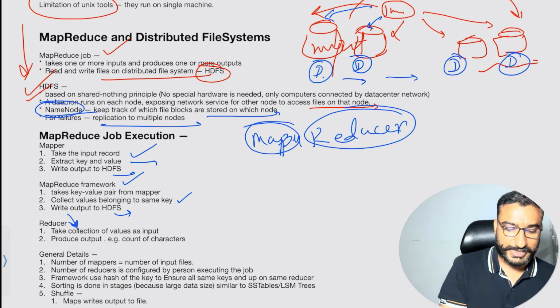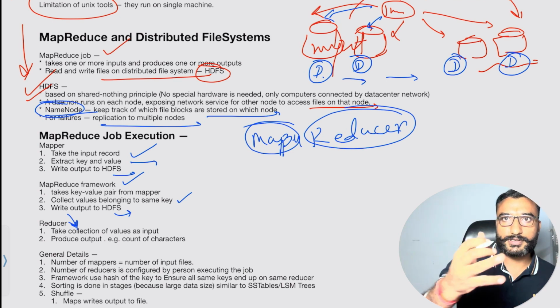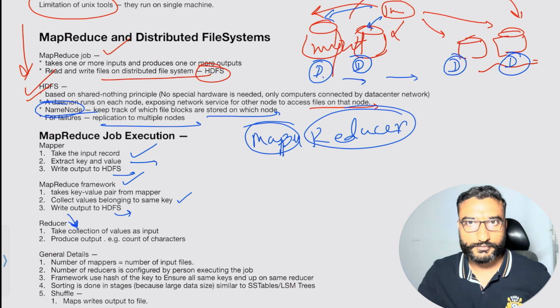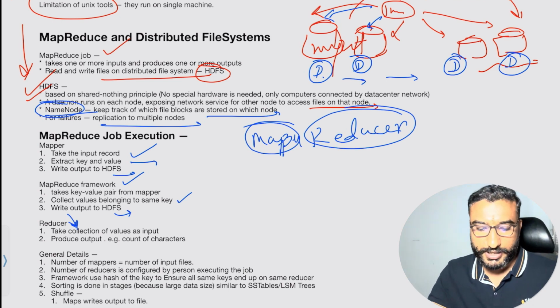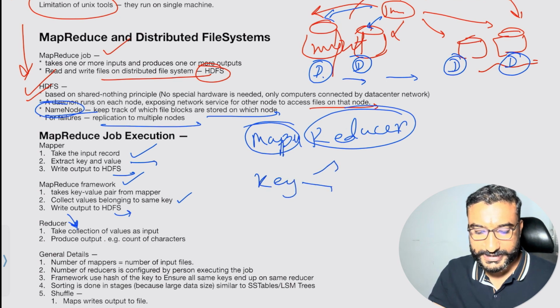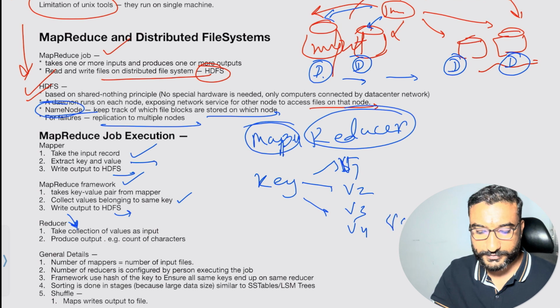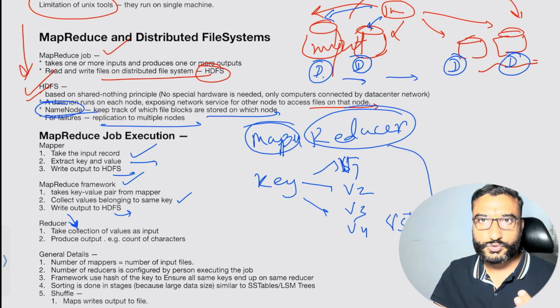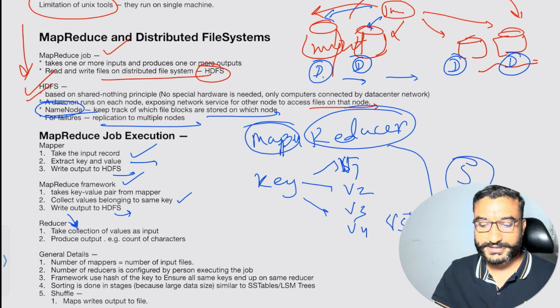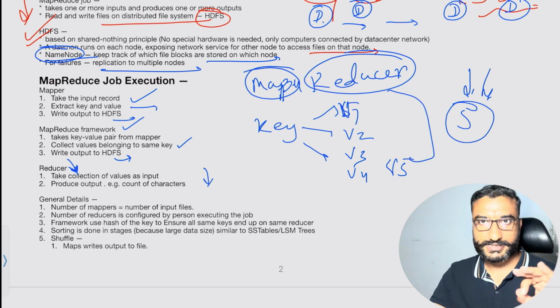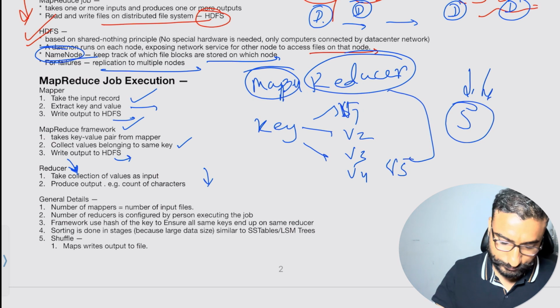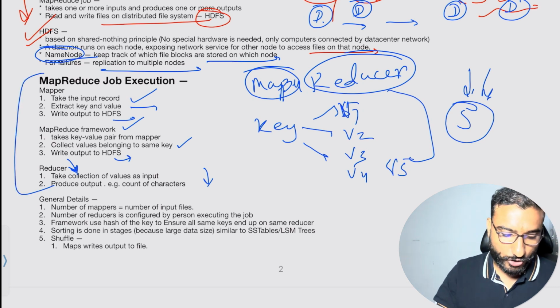What the reducer does is take the collection of values as input and produce the output, whatever logic is there, whatever kind of evaluation we want to do. Let's say we want to count the number of values. You have this key, and against this key you have 5 values, v1, v2, v3, v4, v5. If you want to calculate the count, the count will be 5. This is handled by the reducer. Once that is done, it is stored back to the HDFS, the file system. So this is how the MapReduce job execution works.